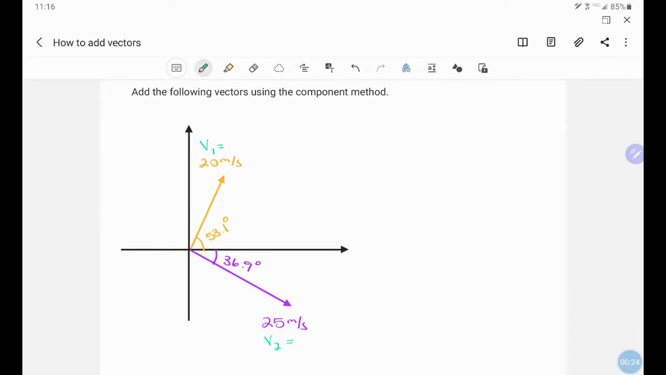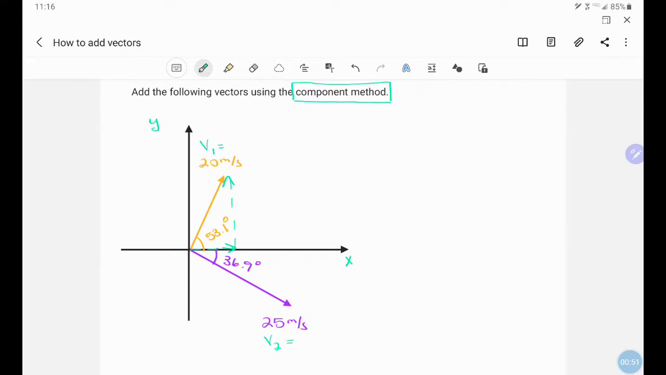In order to add these using the component method, what that means is we're going to break each vector up into its x and y components and add those individually. So here's x, here's y. So we want to decompose our vectors along those coordinate axes. So I'll start with vector 1. To break it up, here is the x component of the vector. Here is the y component of the vector.